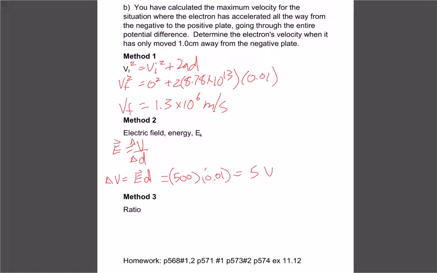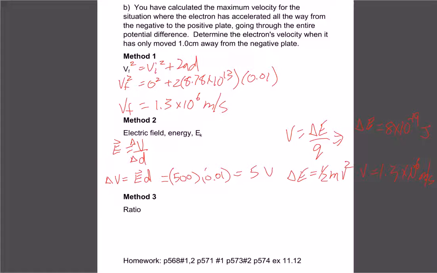So now that we got our volts, we can figure out what the energy is by using energy over Q. So our energy would be voltage times Q, so 5 times our charge of electron, we get 8 times 10 to the negative 19 joules. And then the last step is take that energy and solve it for velocity. So that energy will be kinetic energy, solve it for V. I won't bother plugging it all in, but if we do that, we'll get 1.3 times 10 to the 6 as well.